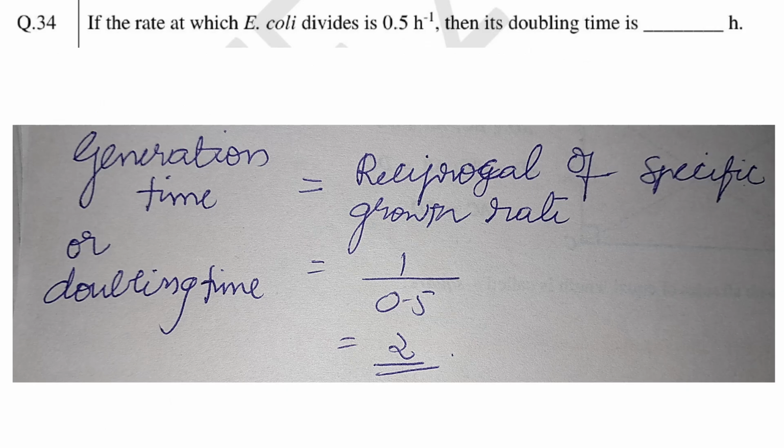Then next one. If the rate at which E. coli divides is 0.5 per hour, then its doubling time is. Doubling time is also called the generation time, and generation time is reciprocal of specific growth rate. So 1 by 0.5, it is 2. So the answer is 2 hours.